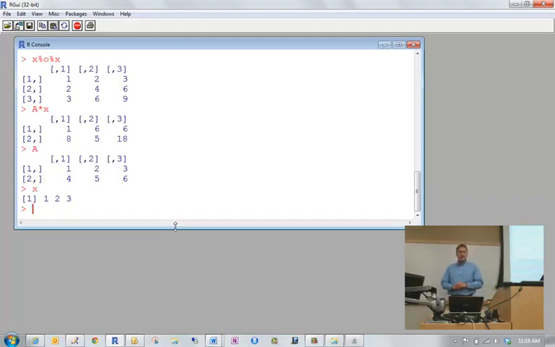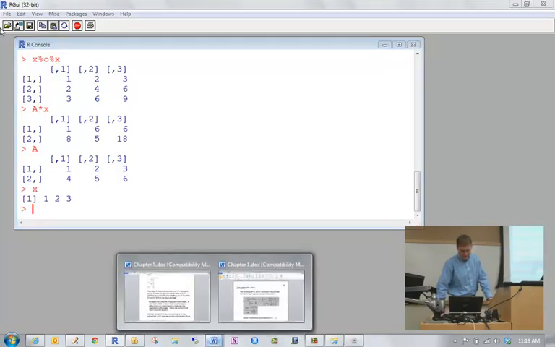You just have to be careful when you do some of this stuff, because you need to make sure that you understand what the reaction is by R. And once you get used to it, then it becomes second nature. Okay.